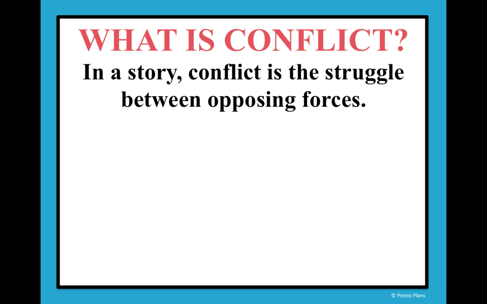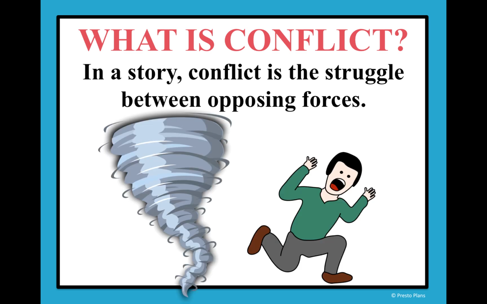What is conflict? In a story, conflict is a struggle between opposing forces. Look at this dude right here in the green shirt. I think he's a Baylor grad because he's wearing green. Must be a smart man. But he's having a conflict right now. What is the opposing force that he is struggling with? You got it. He is caught up near a tornado. So that is his conflict.